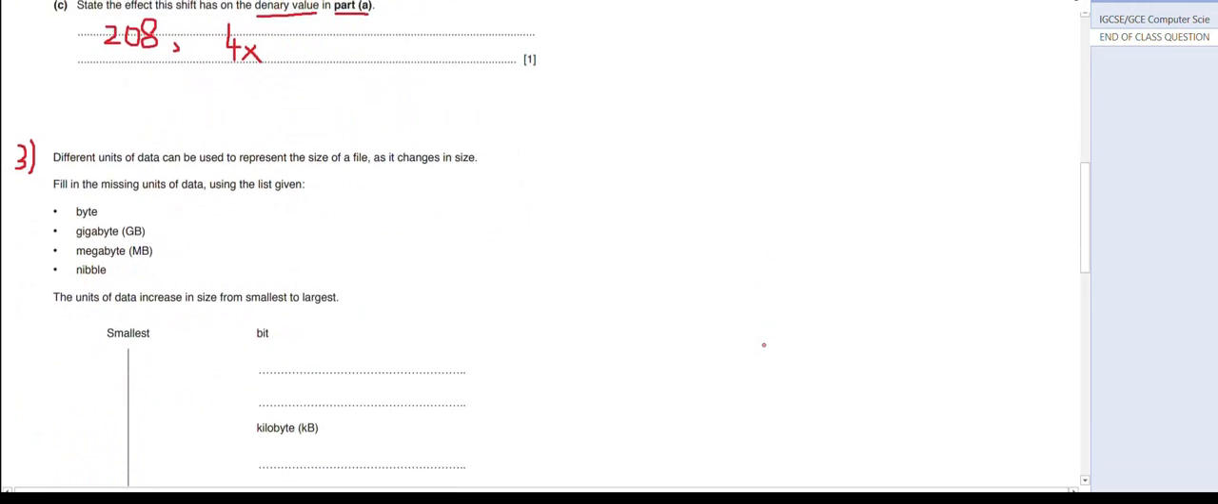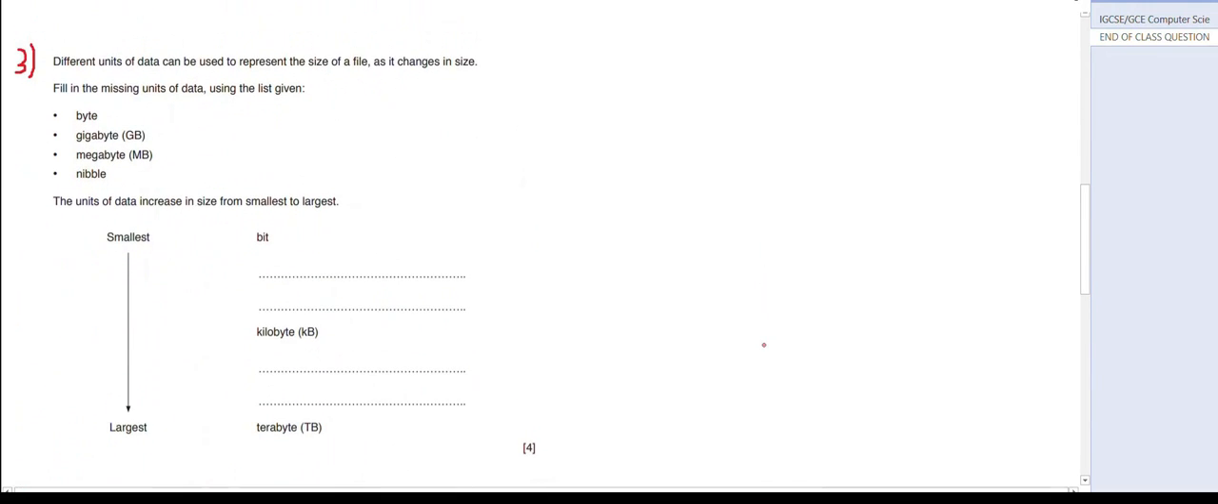The next question is question number 3. Different units of data can be used to represent the size of a file as it changes in size. Fill in the missing units of data using the list given. We have 4 things: byte, gigabyte, megabyte, and nibble. Now nibble is a new thing. What is nibble? Nibble is equal to 4 bits.